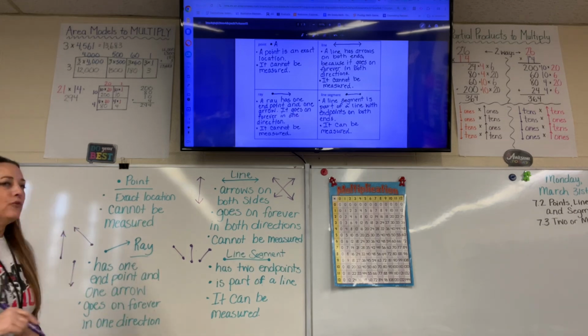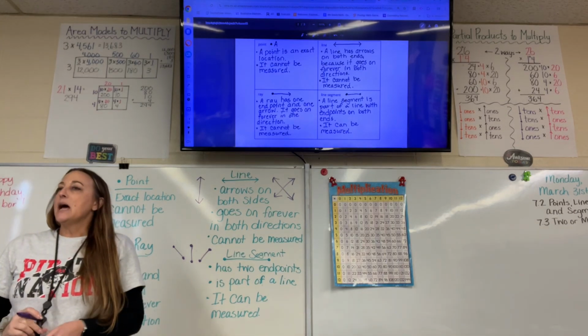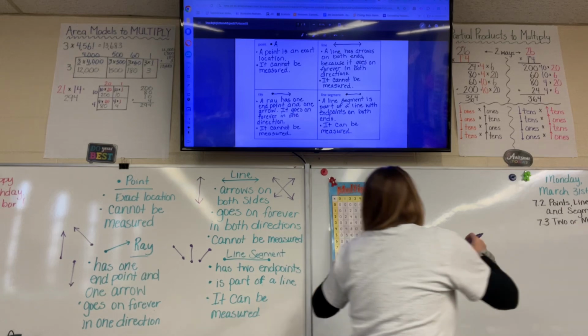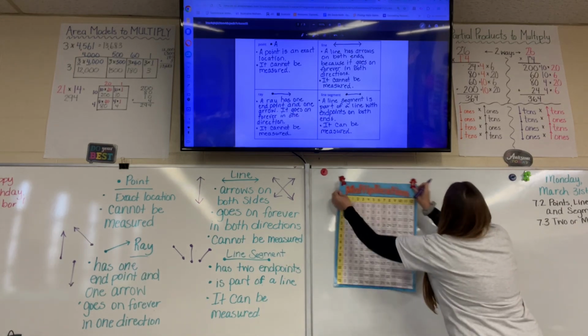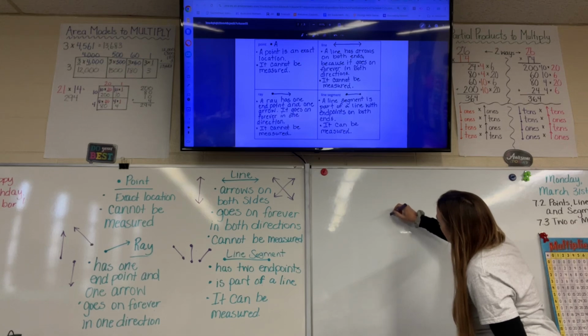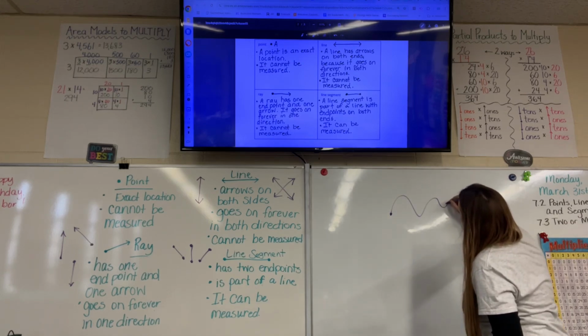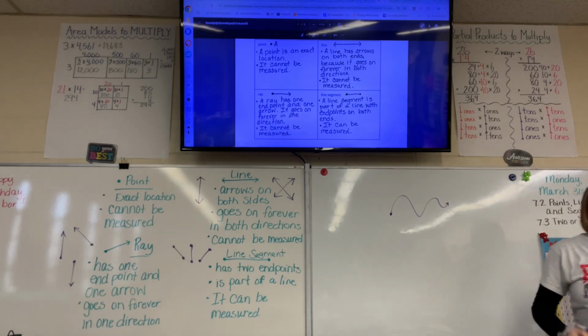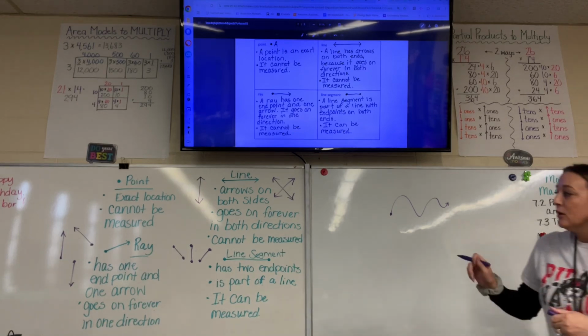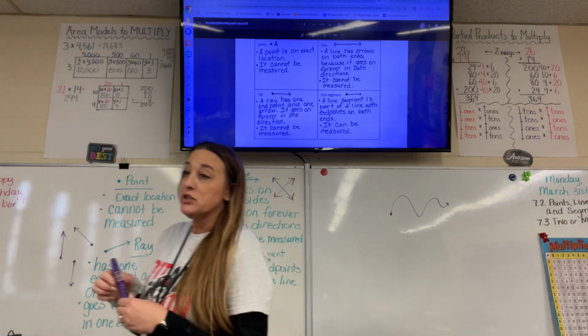Here's a question for you. Can a line be curved? Meaning, let me scoot this over here. Is that a line? No. Nope. Lines have to be straight when we're talking geometric terms.